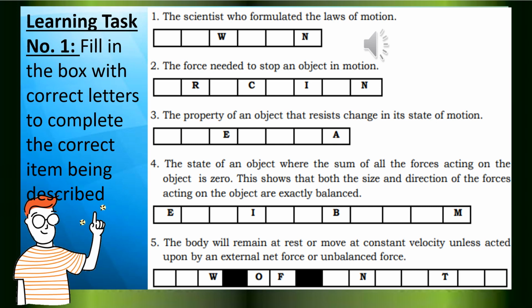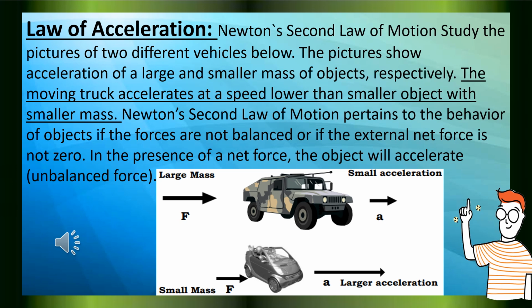Number 5. The body will remain at rest or move at constant velocity unless acted upon by an external net force or unbalanced force. What is the correct answer? The answer is the law of acceleration, Newton's second law of motion.